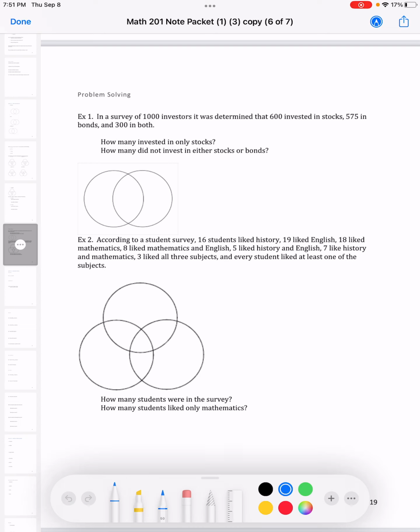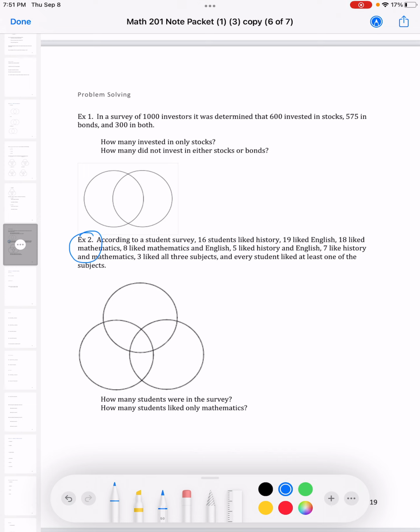So let's look at these problem-solving ones we didn't get to in class. I'm actually going to start with example 2 down here, and then I'll have you guys stop the video and go try the example 1 from up above.